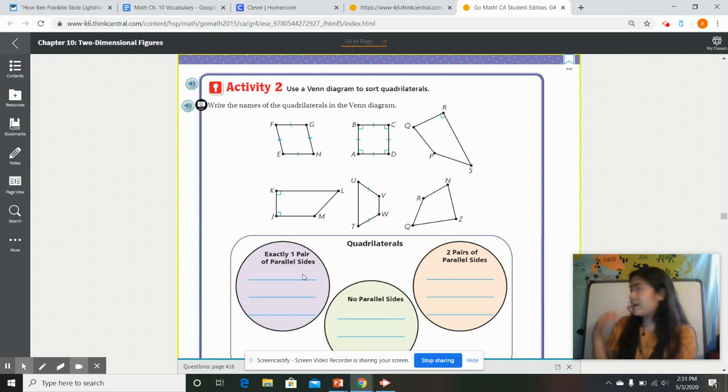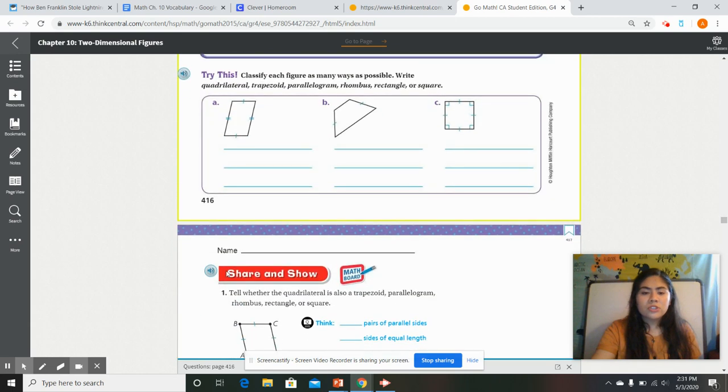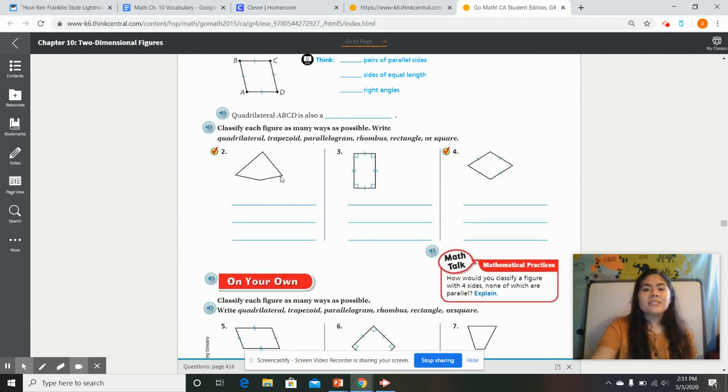Now, I know I didn't write all of this down, but I highly recommend that you write it down, just to practice remembering everything. Your work for today is to come down here to share and show, and you're going to classify each of the figures as many ways as possible. So what that means is you can look at this one right here too. It says you have to classify it as a quadrilateral, a trapezoid, parallelogram, rhombus, rectangle, or square. All of these are quadrilaterals. So you're going to write quadrilateral on every single one, okay?